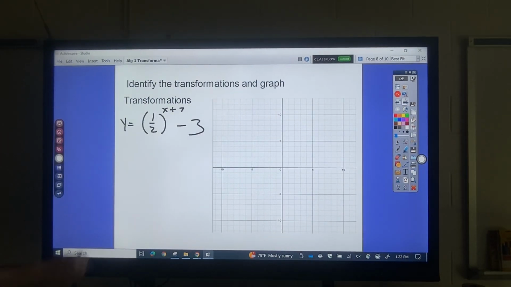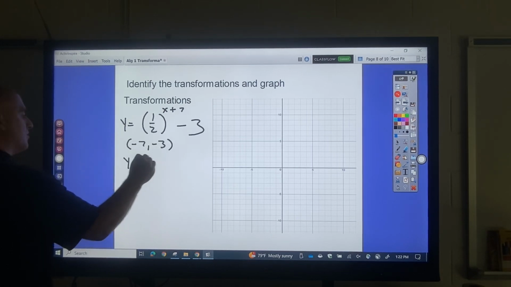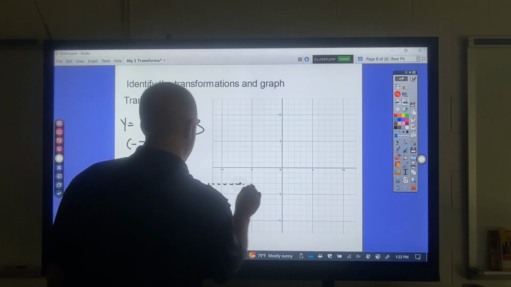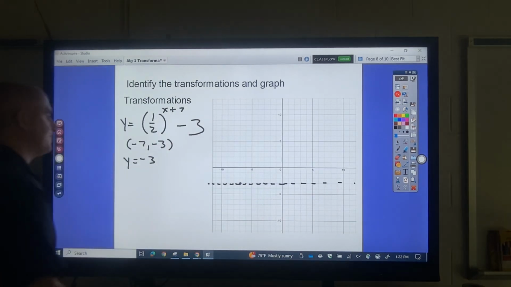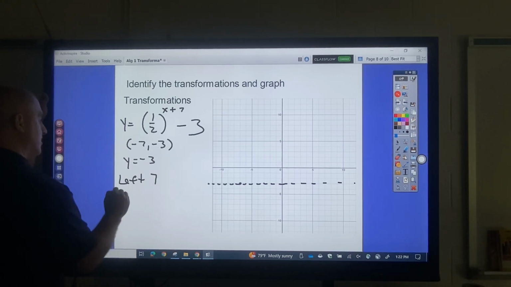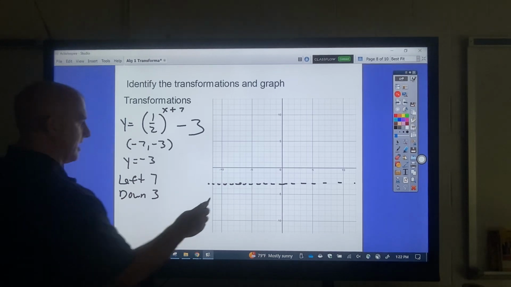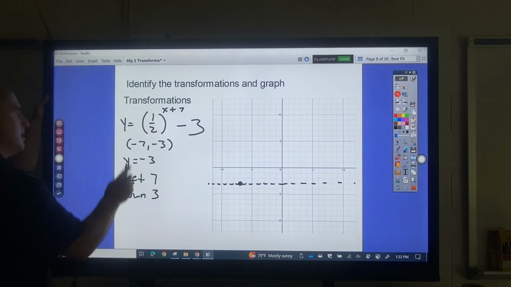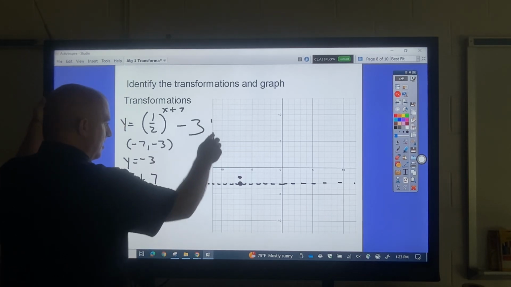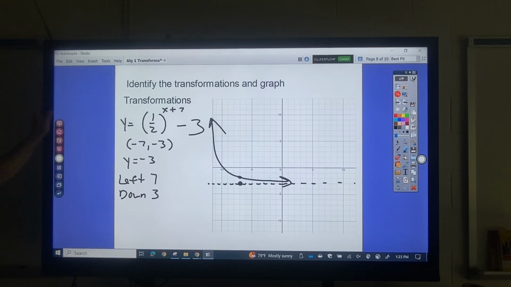Now we have a decay one. My point is -7, -3. My horizontal asymptote is at y equals -3. How would I get to that point? I'd go left 7, down 3. So -7, I'm right here. Now, since it is decay, I can still go this way, but instead of my graph going that way, it's going to go this way. Exponential decay.